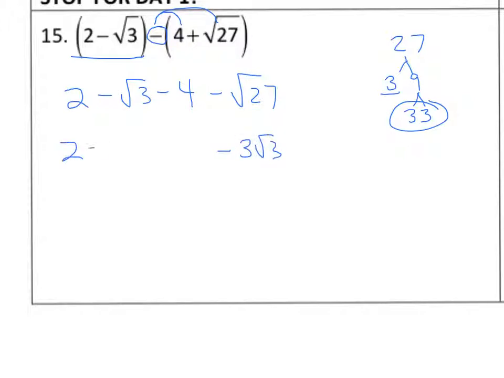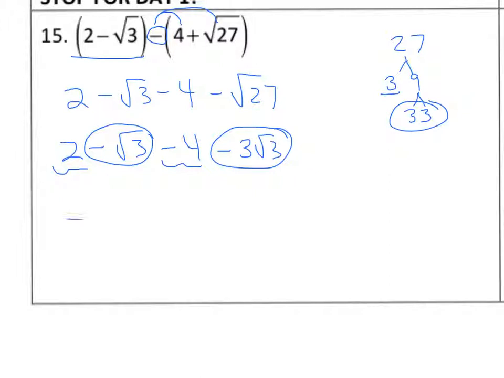I bring down my other terms. And then I see which ones I can combine. I can combine negative radical 3 and 3 radical 3, and then the 2 minus 4. So this gives me negative 2 minus 4 radical 3.